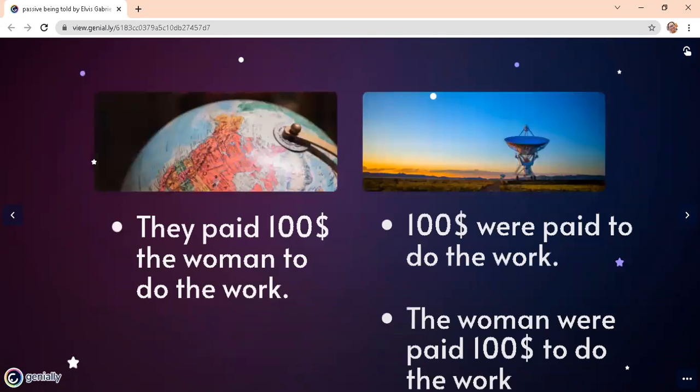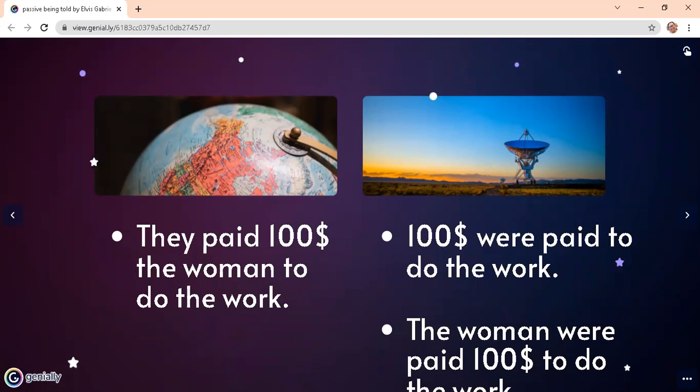They paid the woman $100 to do the work. $100 was paid to the woman to do the work. Or the woman was paid $100 to do the work.